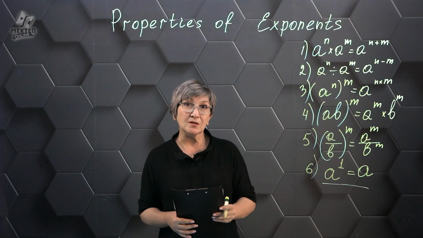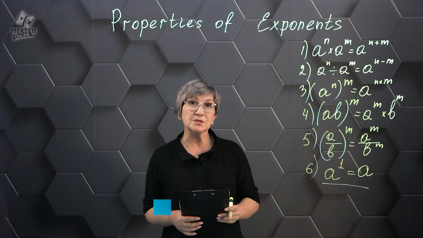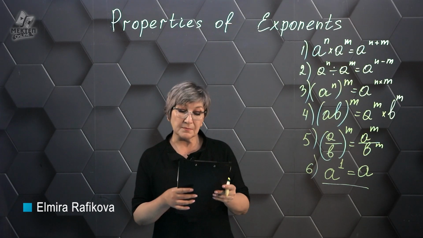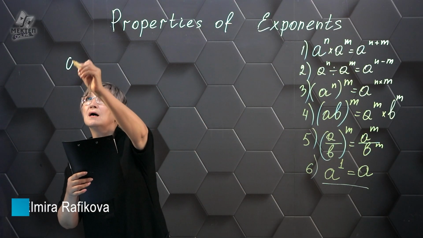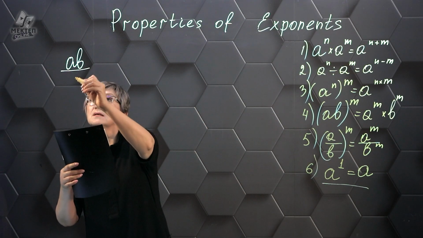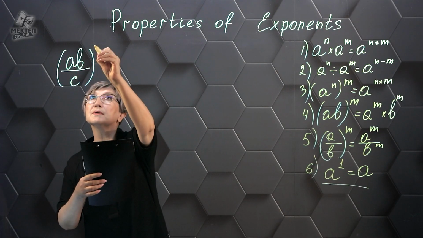Hello. Today in class we will solve examples where we will use the properties of degree. The example looks like this: (ab divided by c) to the power of 5.